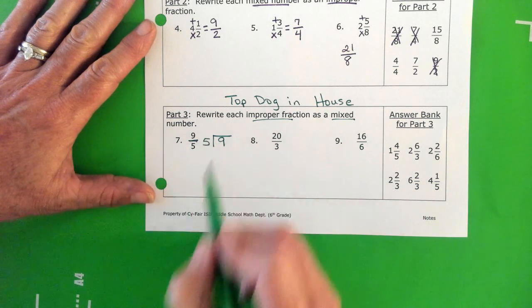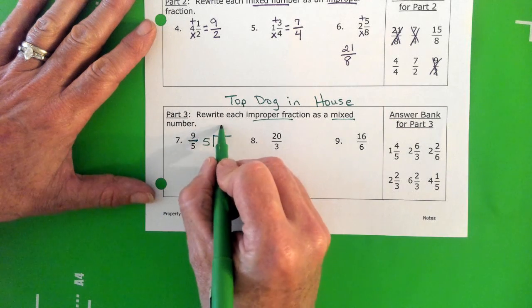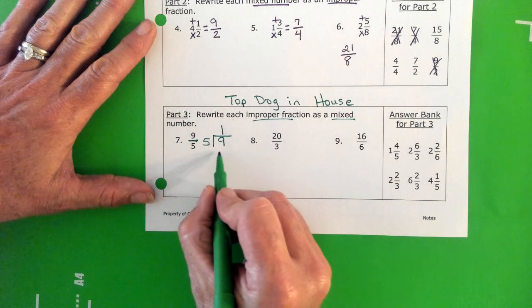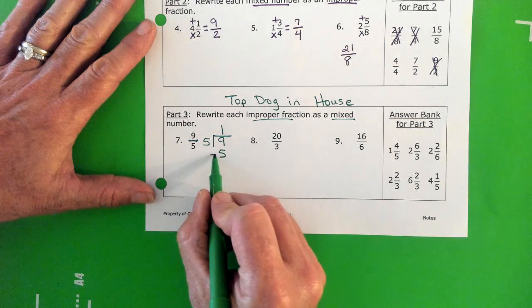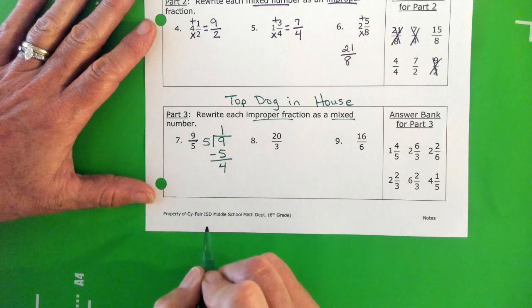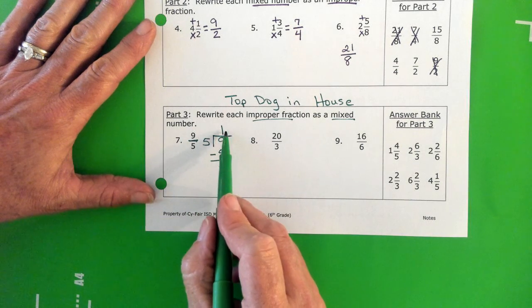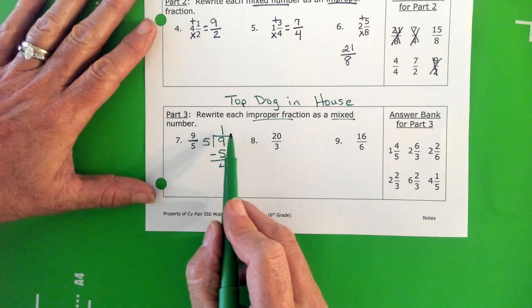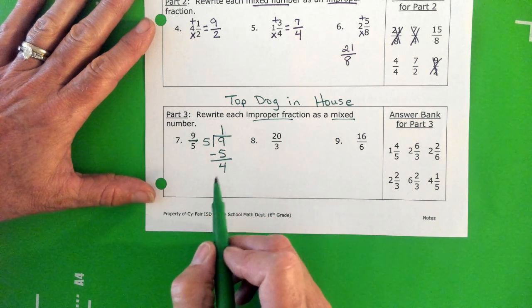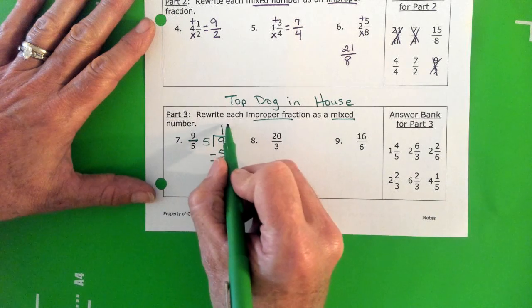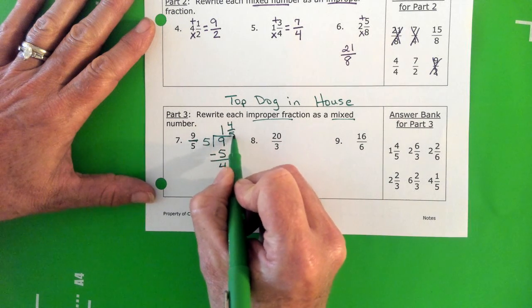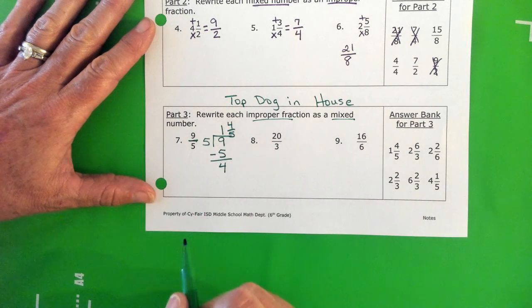Now how many 5s can fit inside of 9? 1, Miss Hester. 1 times 5 is 5. And when I subtract, there's 4 left over. Elementary school taught you to put an R4 there, but we're not there anymore. We're in middle school, so we're going to grow up a little, and we're going to put this 4 over 5, 1 whole and 4 fifths.